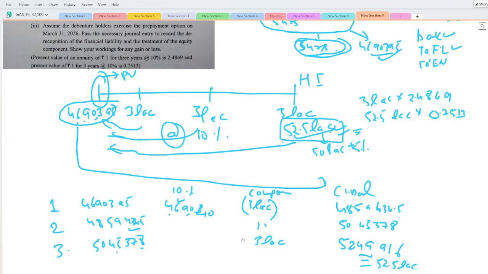Then in the third year again 10% on this much, then minus 3 lakh, and it comes to this amount, which is equivalent to your 52 lakh 50,000.